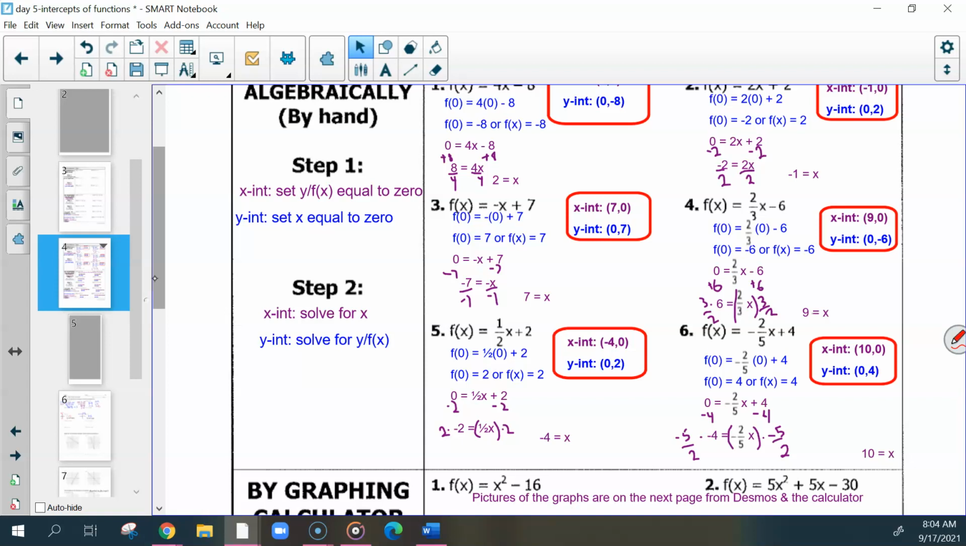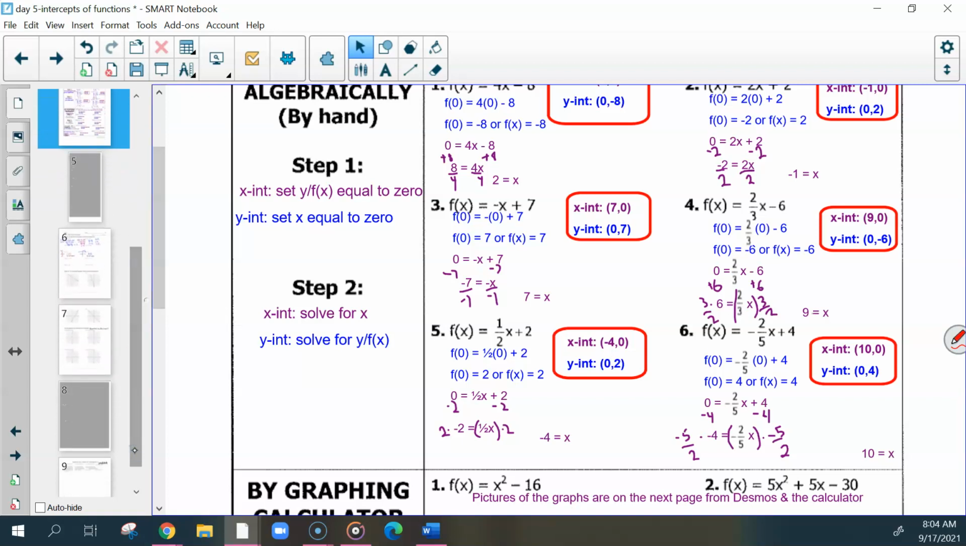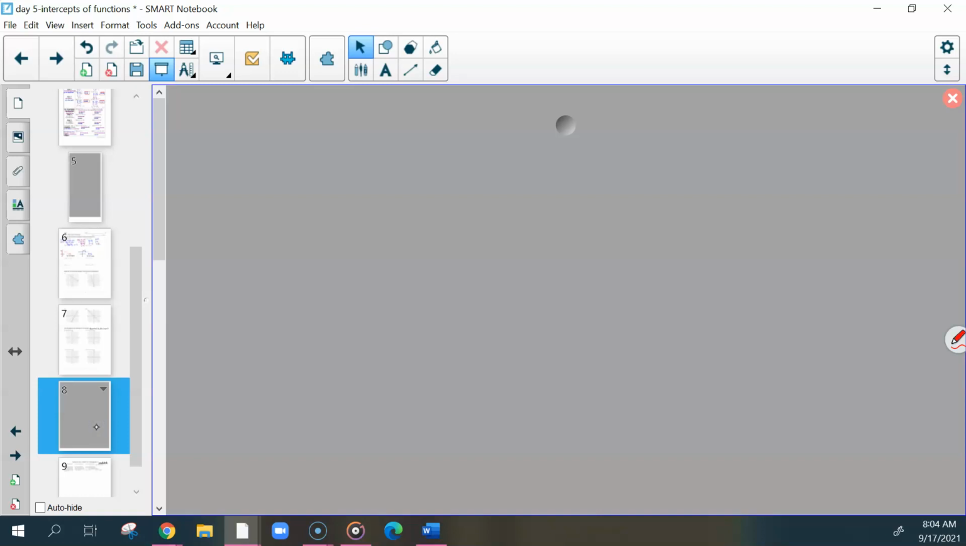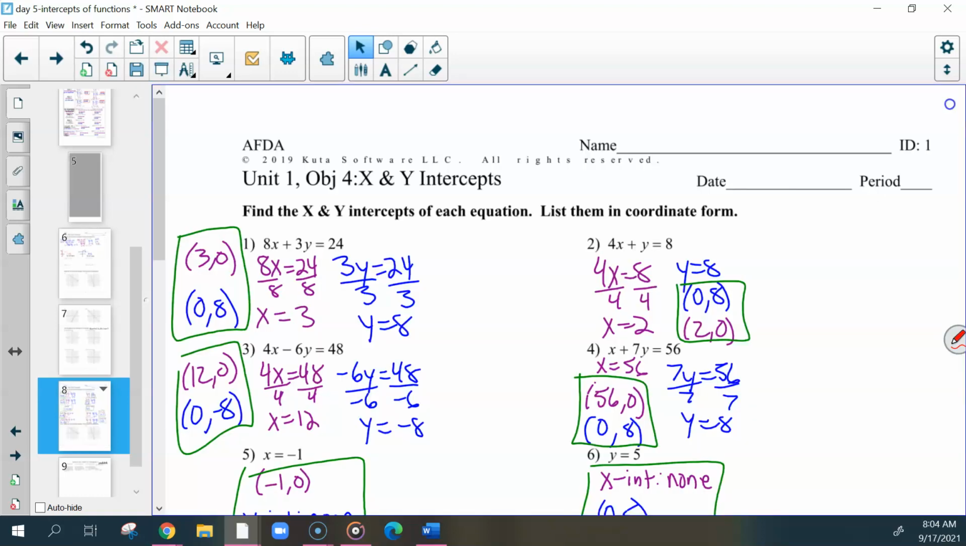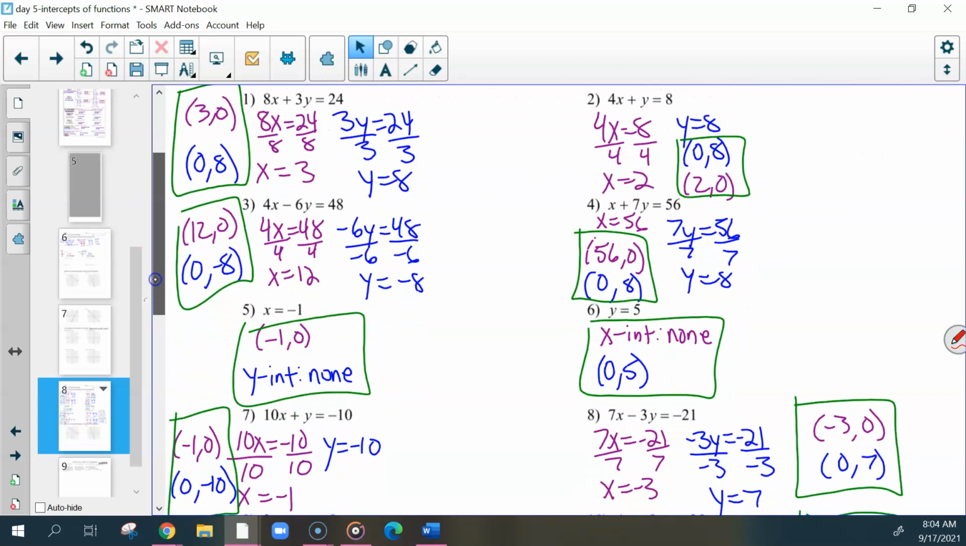Do you have questions on any of those? I know the work is up there, but I don't know if you can see it, so if we need to go over any of them, let me know. We need to go back to that. Please let me know. I will go back.